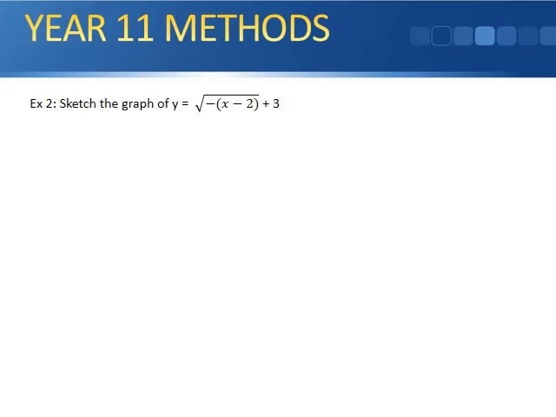This one here, sketch the graph of y equals square root of negative x minus 2 plus 3. So again, the turning point, work where that one is, and of course this one here will be at positive 2 when x minus 2 equals 0, means x equals 2, and at positive 3. So if I was to sketch it over here, probably should have given myself a bit more room there.